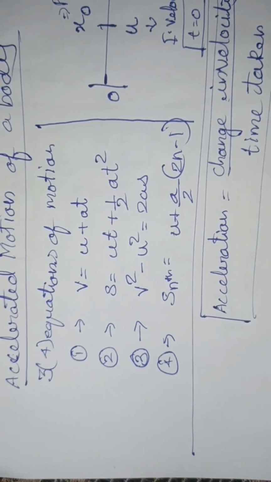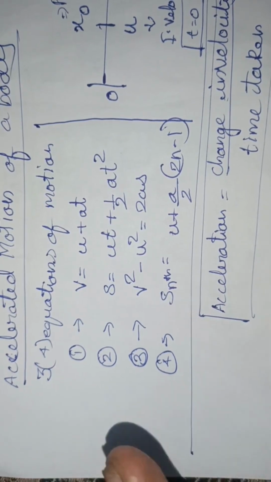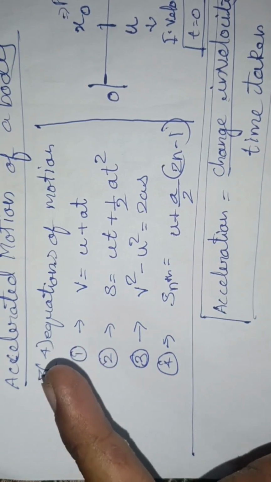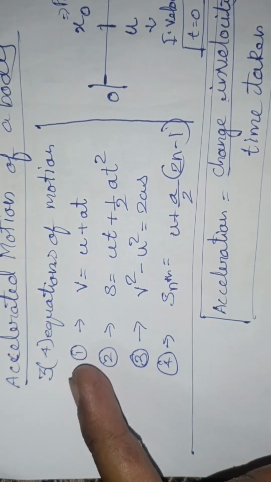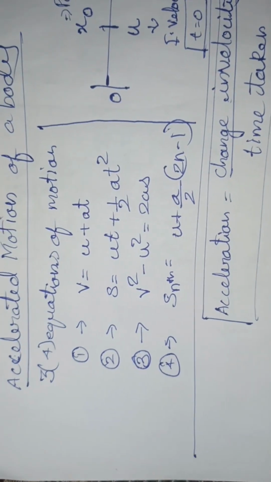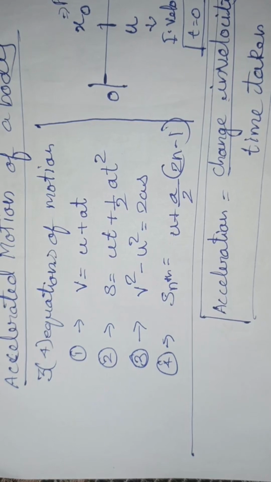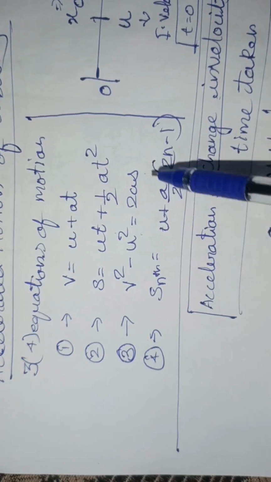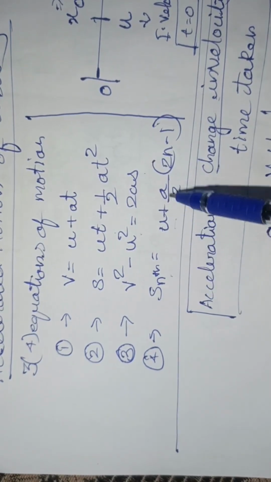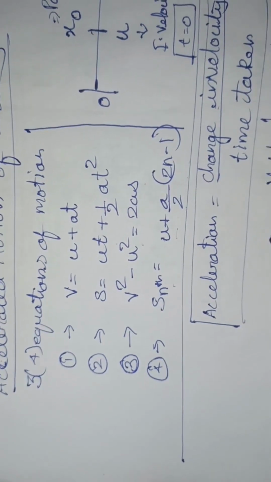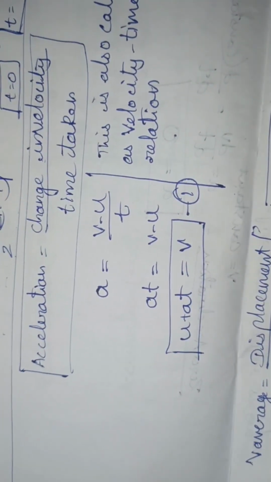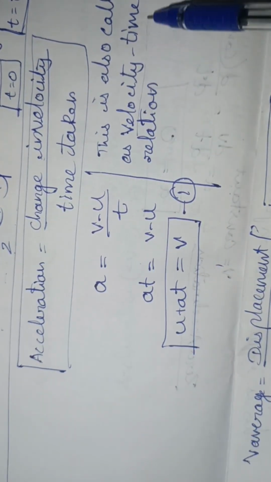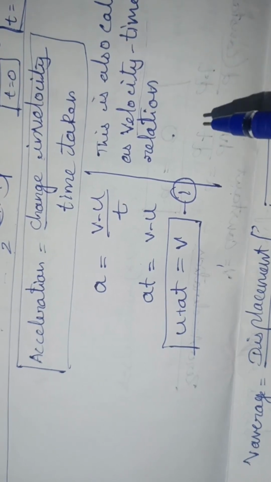So we would like to go ahead with the brief summary part related to the equation. As we know very well, we are going to define the three equations and the fourth one will be the complementary one. So for the accelerated motion of a body, the very first equation is v is equals to u plus at, s is equals to ut plus half at square, v square minus u square equal to 2as, and the nth equation is equals to u plus a by 2, 2n minus 1. We started with acceleration equal to change in velocity by time, and we have derived the equation. This relation is also called the velocity time relation, which is a very crucial point.